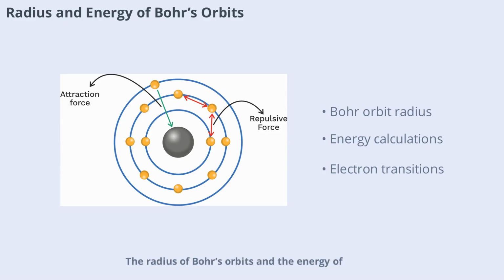Radius of Bohr's orbits and the energy of electrons in these orbits can be calculated using specific formulas. The radius increases with the principal quantum number, and the energy becomes less negative as electrons move to higher orbits. The total energy of an electron is the sum of its kinetic and potential energies. These calculations are fundamental to understanding atomic spectra and electron transitions.